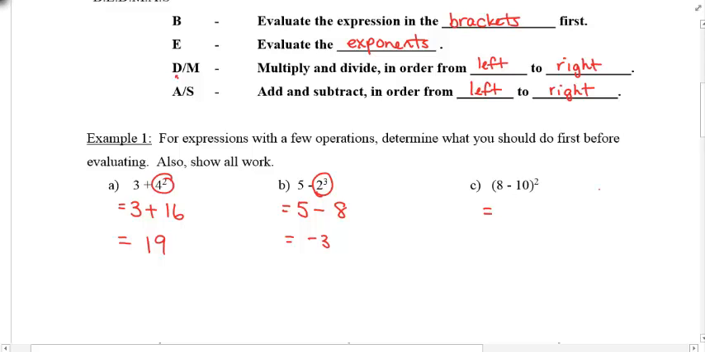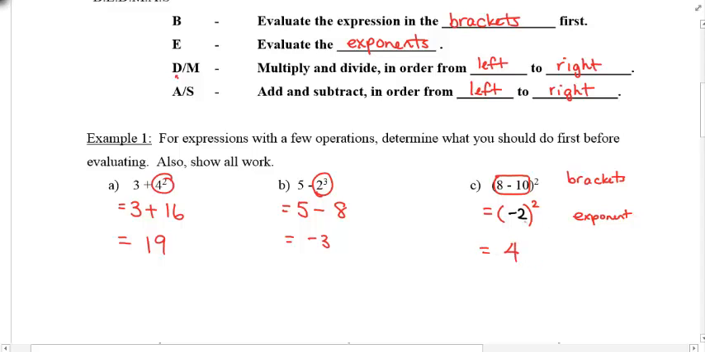Next one, I see brackets, I see minus, and I see an exponent. So what do I do first? Well, in this case, you've got to do the brackets first. What I mean by brackets is look inside the bracket and apply the order of operations there first. In this case, there's only a subtraction, so I do that first. 8 minus 10, that's just negative 2. Notice I still have my bracket, but now the inside evaluates to negative 2. Now I'm going to apply the exponent. This is negative 2 to the power of 2, and that's 4.